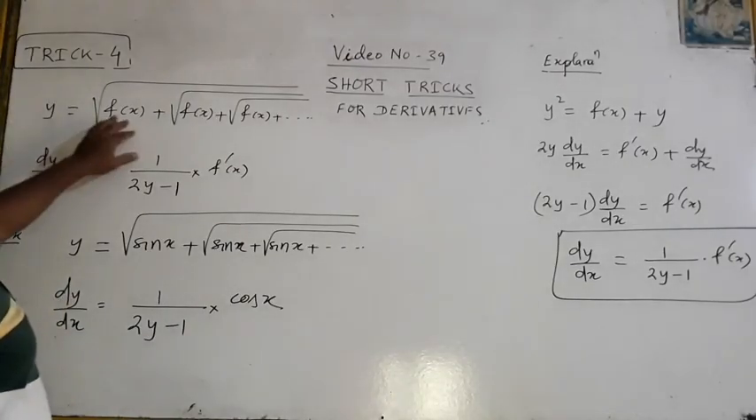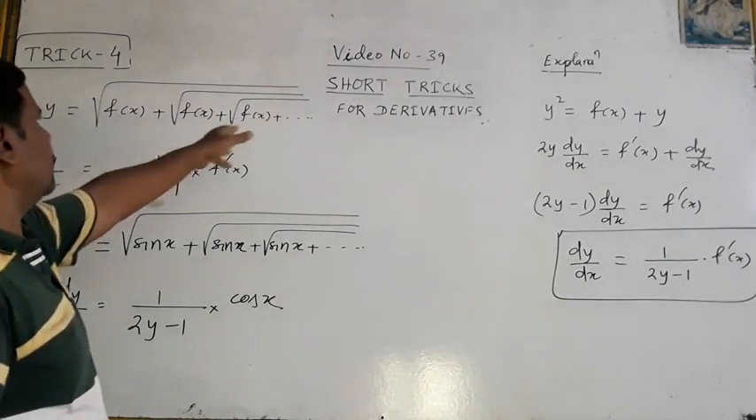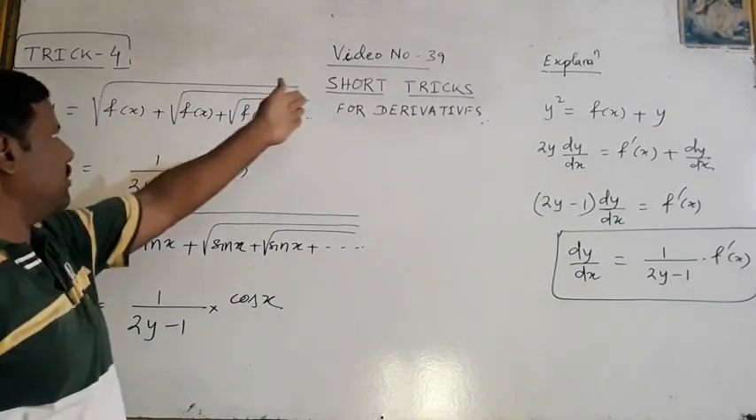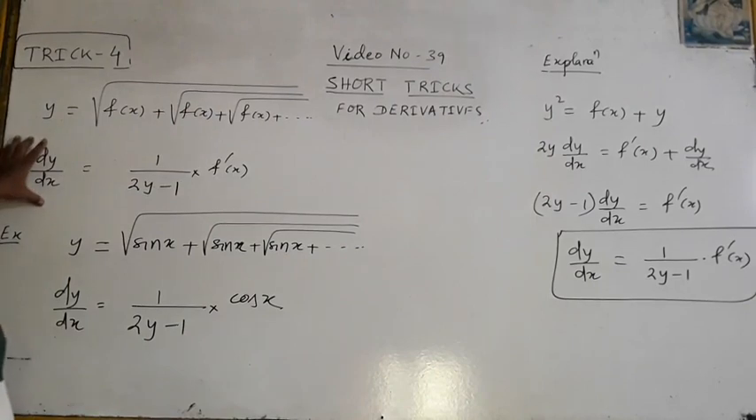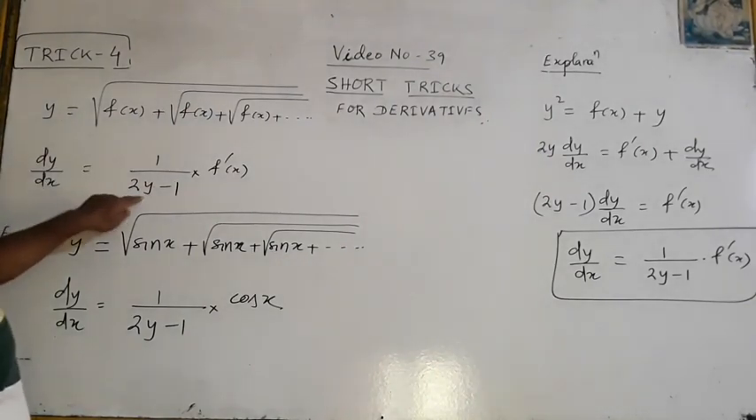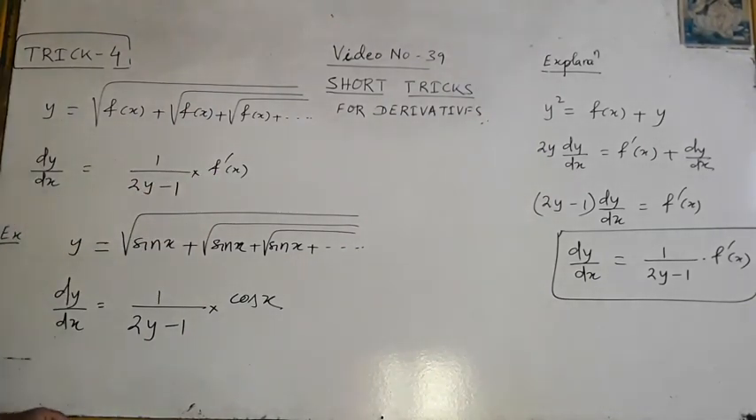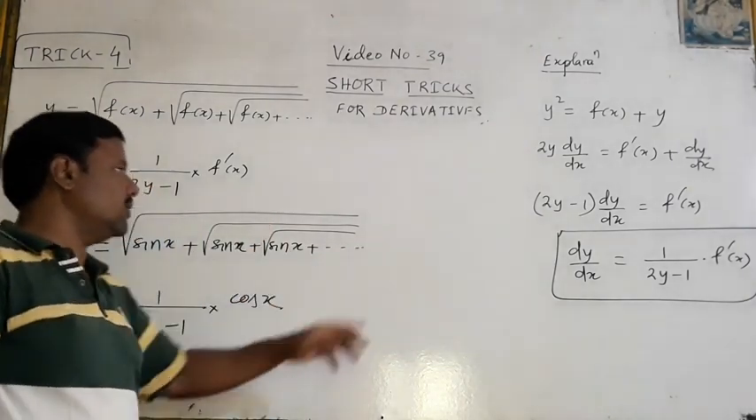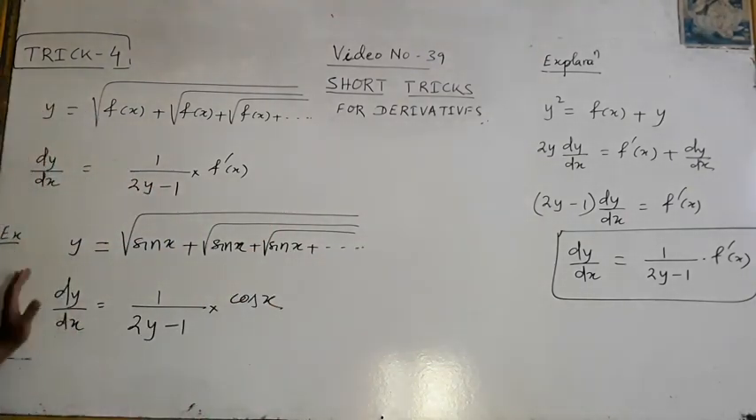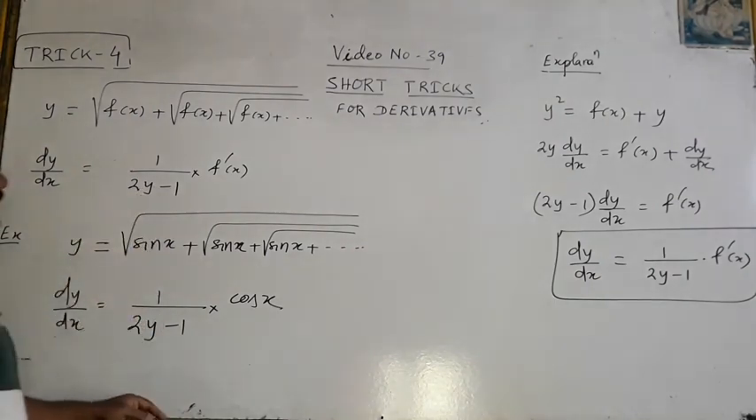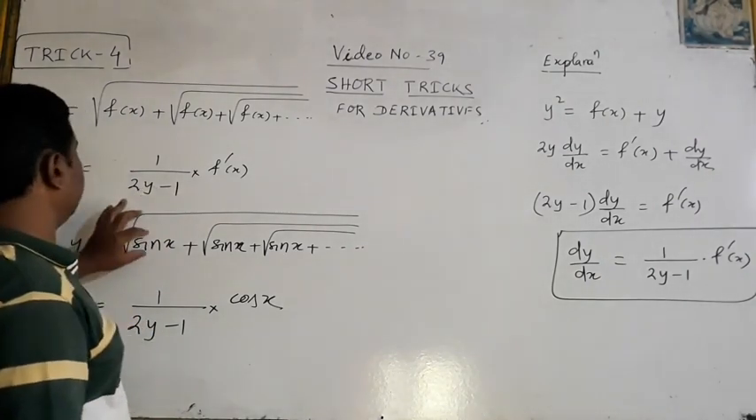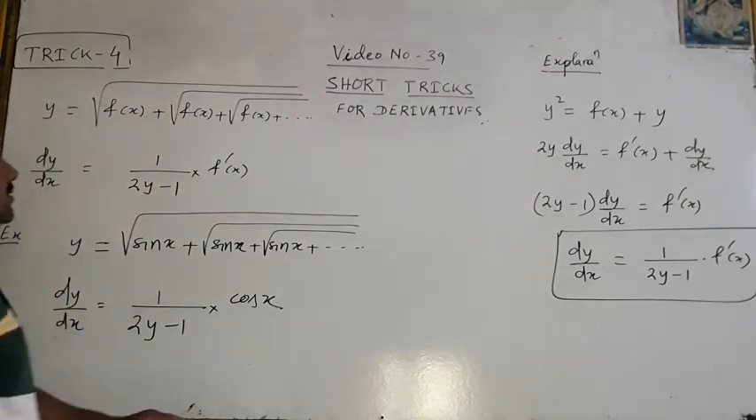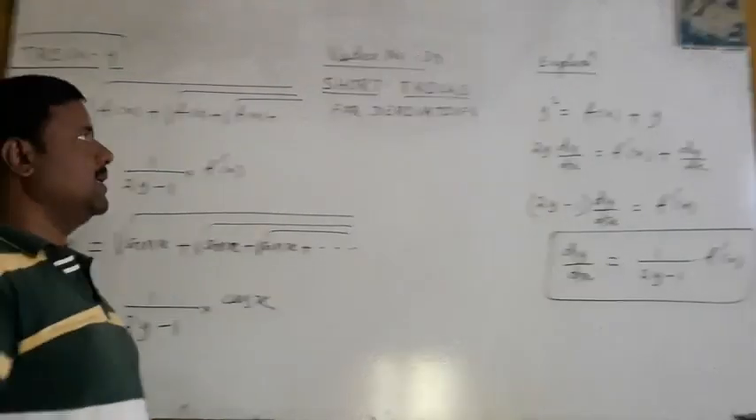Suppose y is equal to root over f(x) plus root over f(x) plus dot dot dot, in this format. Just write the formula: dy by dx is 1 by 2y minus 1 into f dash x. Suppose I give one example: y is equal to root over sin x plus root over sin x plus, going to infinity. Then the answer is 1 by 2y minus 1 into derivative of sin x. Here f(x) is sin x, derivative is cos x. How does it come? It's explanation.